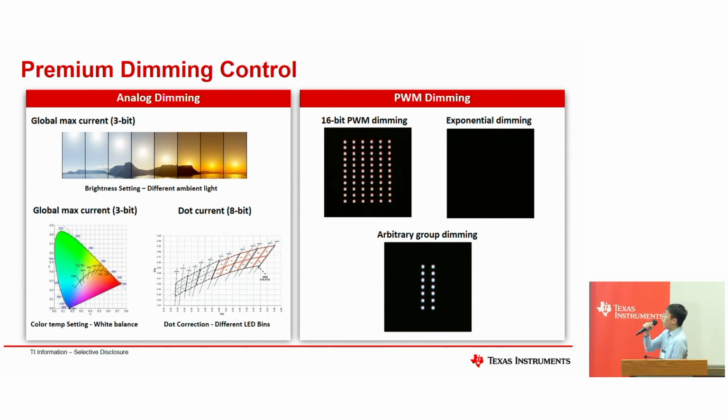For a more professional way of visualization, picture or color calibration, we have also integrated premium dimming control in these new devices. On the left-hand side is the analog dimming. We usually use analog dimming, the internal DAC, to change the DC current level of the output current. We have a global 3-bit register to control all the color groups.